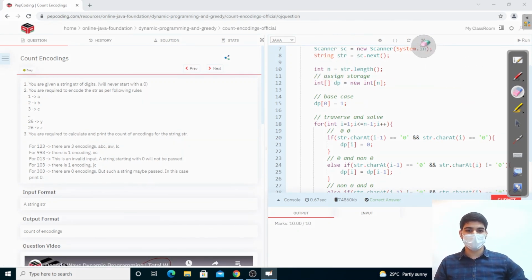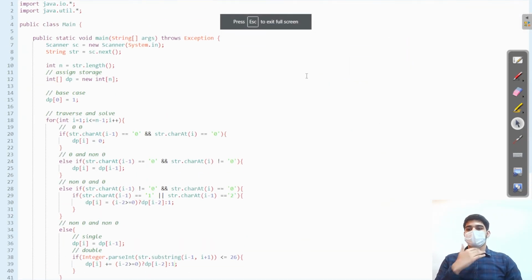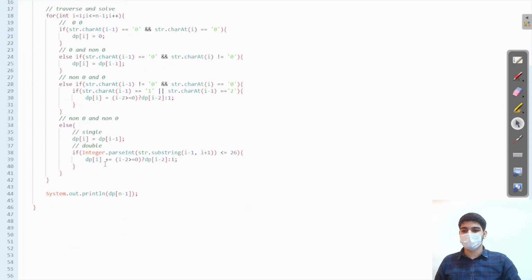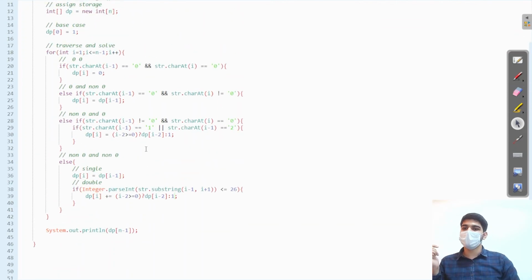Let's erase this. So if I look back on the code, we simply assign the storage, write the base case, and traverse and solve from 1 to n minus 1. For different test cases, we make an if else block, and for 0, 0, 0, non-zero, non-zero, 0, and non-zero, non-zero, we have single and double calls. So we do that, and at the end we print our answer. I hope you got the error that we were getting. That was because of calling for the double side when we were in the very first position itself. So if we call for I minus 2 there, we would get an index out of bound exception. And I also hope you got why we wrote 1 over here instead of 0.